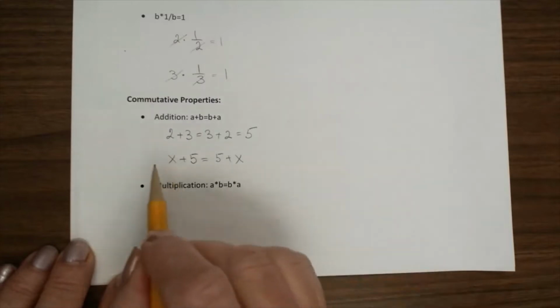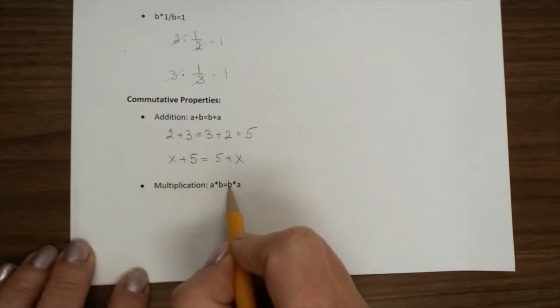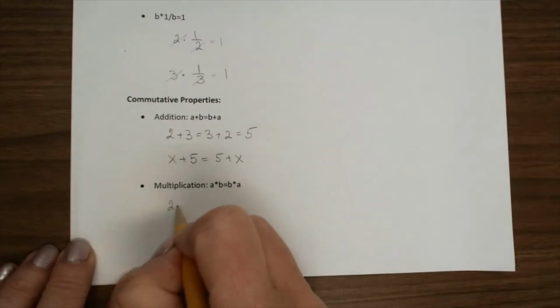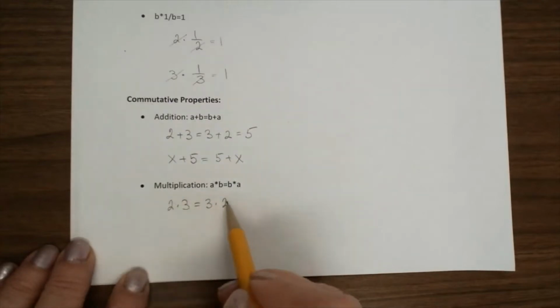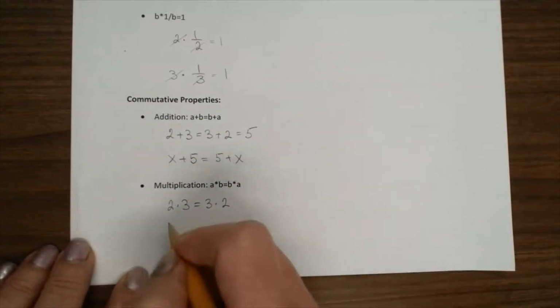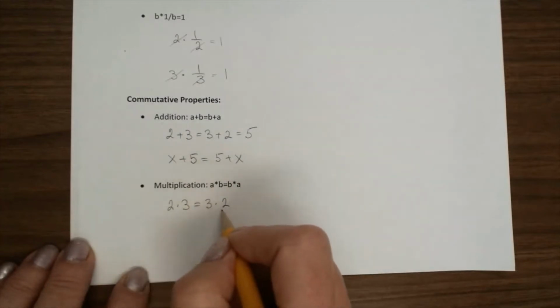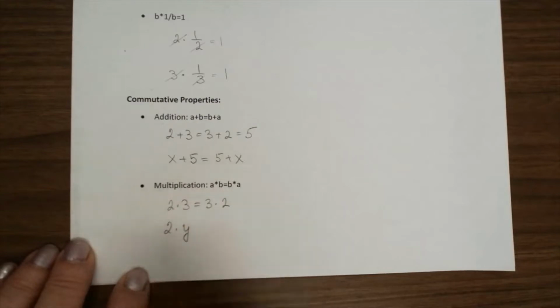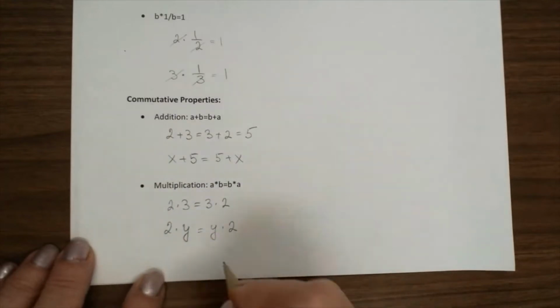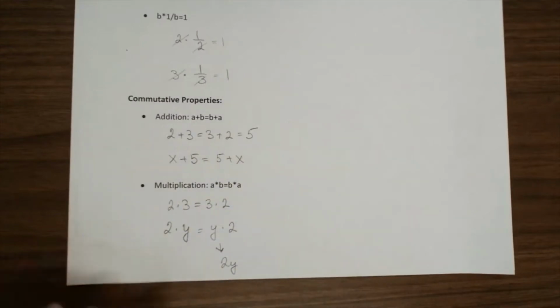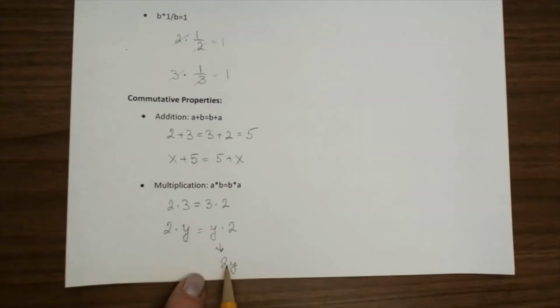Multiplication property, commutative property of multiplication. A times b is equal to b times a. 2 times 3 is exactly the same as 3 times 2. We have 6 here and 6 here. But we have to start using the variables. So 2 times y, or y times 2, are exactly the same. And the correct way to write it down is 2y. And again, one more thing. When you see 2y, you have to recognize that it is exactly the same as 2 times y.